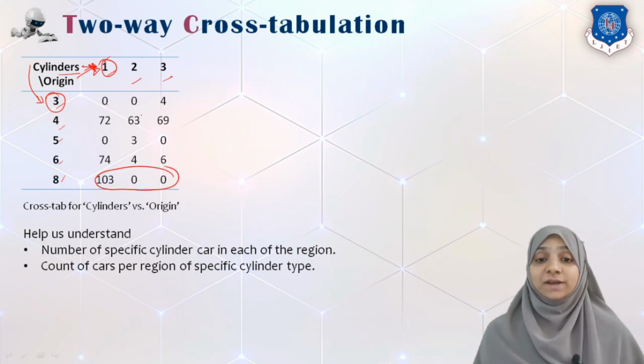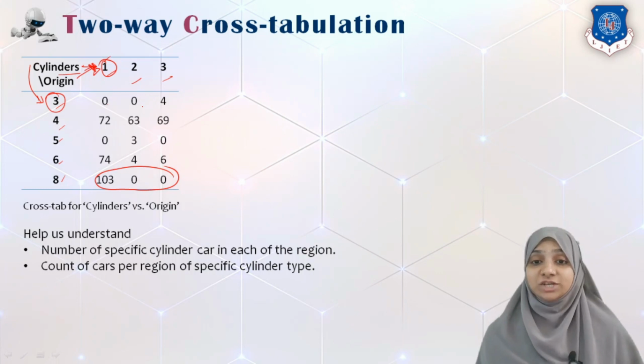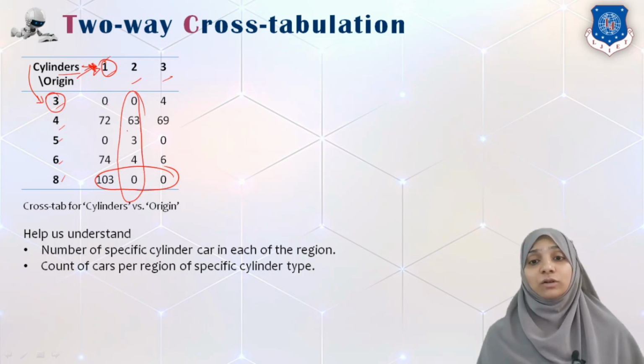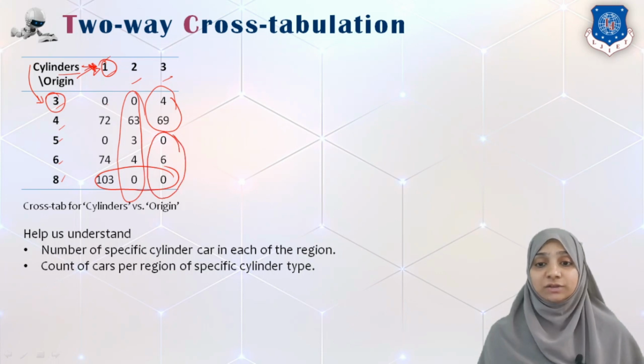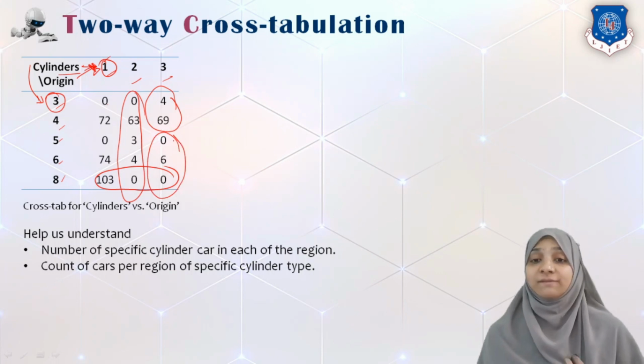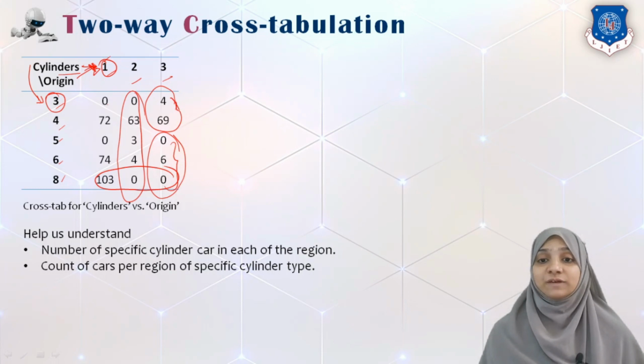We can also find out the count of cars per region. That means in a particular region, how many cars have been manufactured. So in region 2, how many cars have been manufactured. These are all cars manufactured in region 3 but having 4 or fewer cylinders. These are the cars in region 3 having more than 4 cylinders. So we need to sum up all these values.